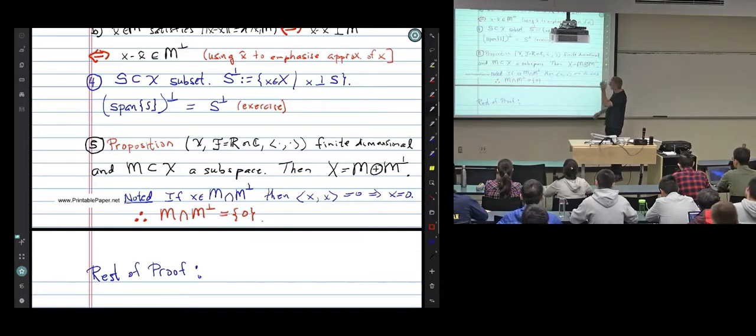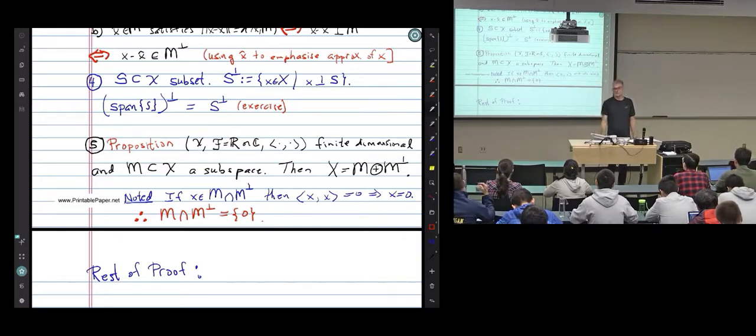Okay, so the question we have: is it true that everything in X can be written as something in M plus something in M perp? We don't know that yet, okay? All we know is the only vector common to these two subspaces is the zero vector, but it could be that M plus M perp is smaller than X. Let's find out that it's not, okay?